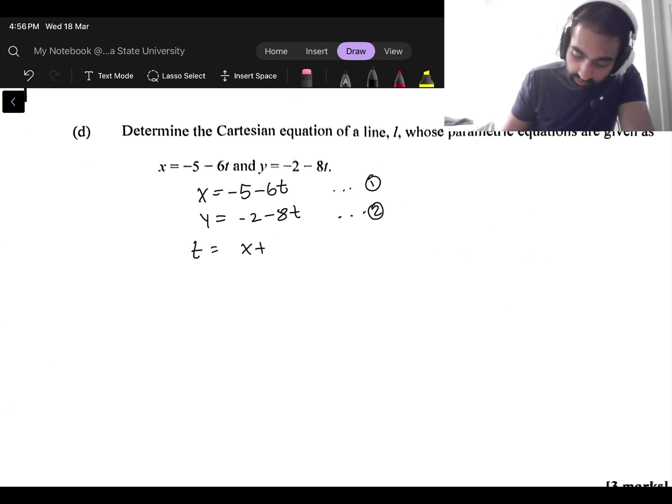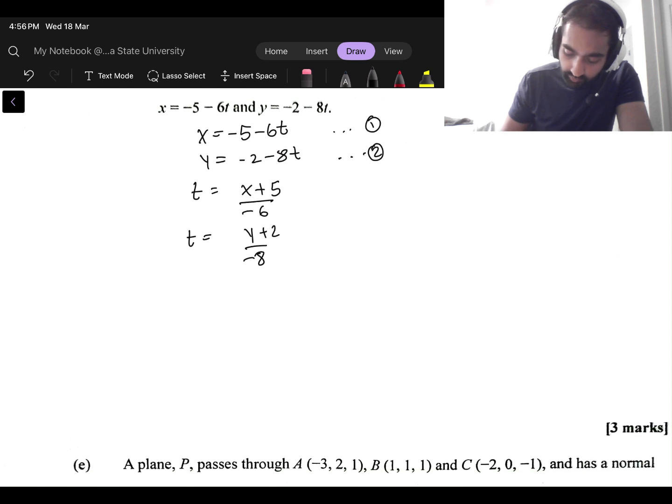So from 1, t will be equal to (x plus 5) over minus 6, and then t is also equal to (y plus 2) over minus 8.